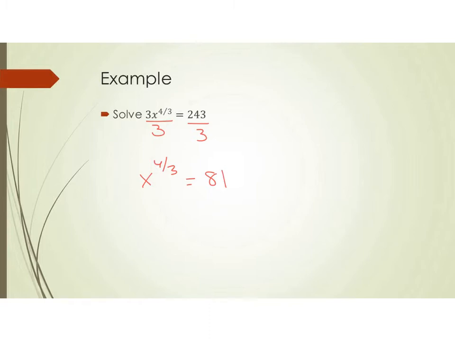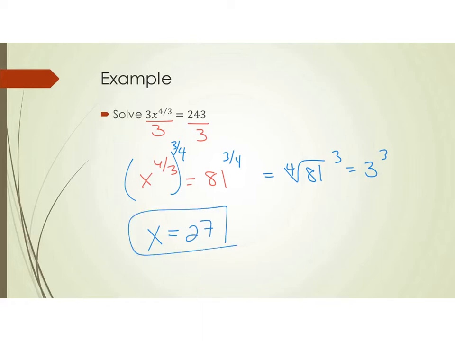And then we have to decide, well, what power can we take both sides to? If I want x to the first power, I need an exponent that, when I multiply by 4/3, I get 1, which is the whole idea behind reciprocals. So if I do the reciprocal, 4/3 times 3/4 is going to be 1, so there's my 1x equals, well, to figure this out, I'm going to do the fourth root of 81 cubed. The fourth root of 81 is 3, and 3 cubed is 27.